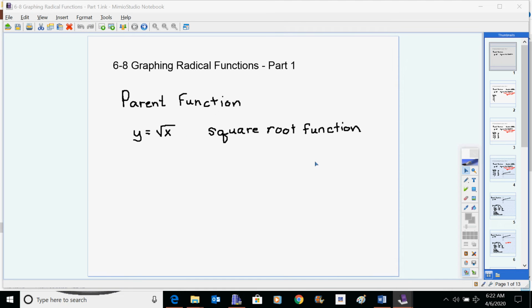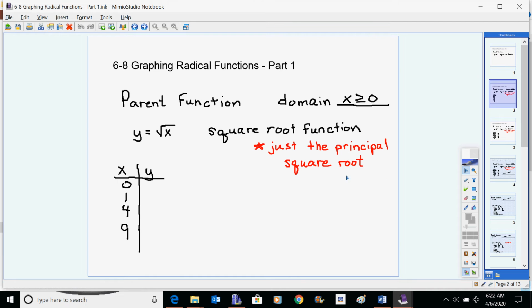It's the square root function. We're talking about the principal square root only, not the positive or negative thing. If we were considering the negative, it would not be a function anymore, because each x would give you two different y values. So in order for it to be a function, we need just the principal square root. What that means is our domain has to be all the numbers greater than or equal to 0, because you can't have a square root of a negative number.